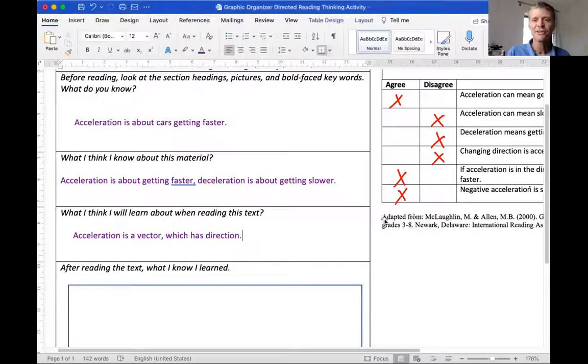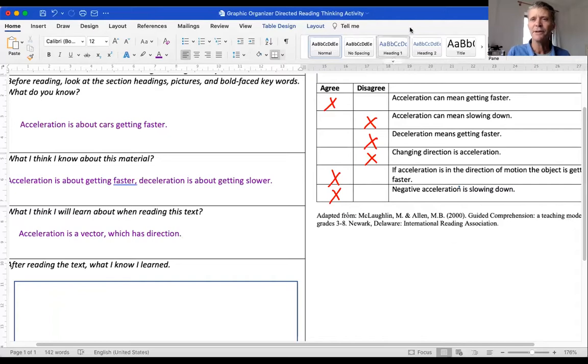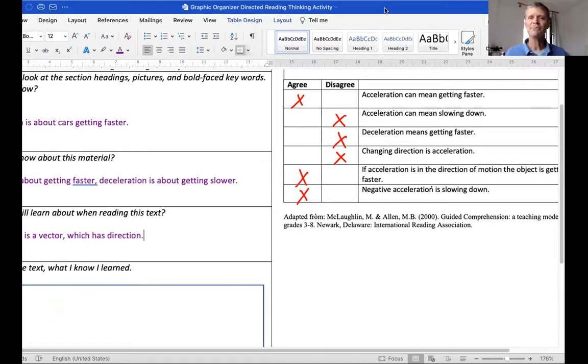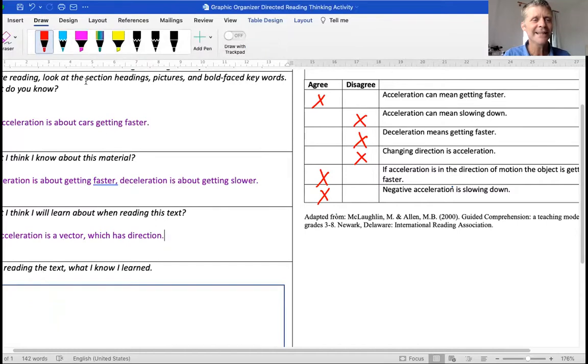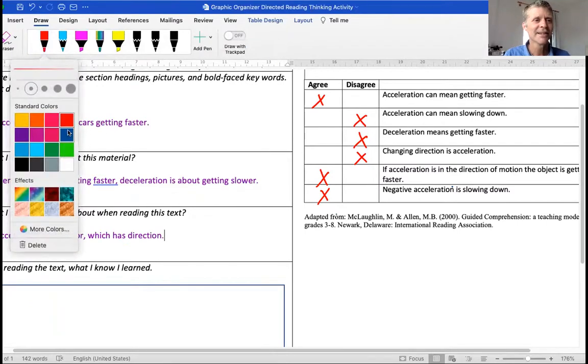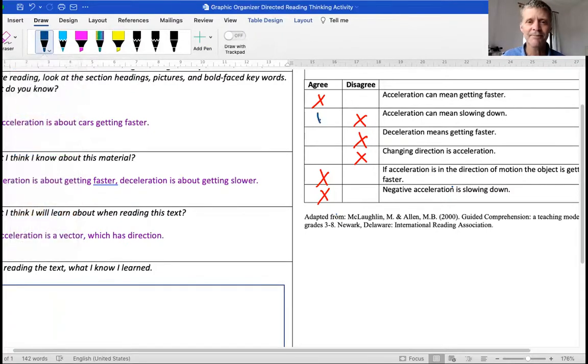So let's go back to those anticipatory questions. As students are reading through this text, they are going to go back and look at this and think there might be some changes. So acceleration means getting faster. Yes, that is correct. Acceleration means slowing down. Well, actually, it's not necessarily true. We just read that acceleration is a change in velocity. A change in velocity could be getting faster or slower. So technically, this should be agree. So students can go back and adjust, modify, rectify their thinking.